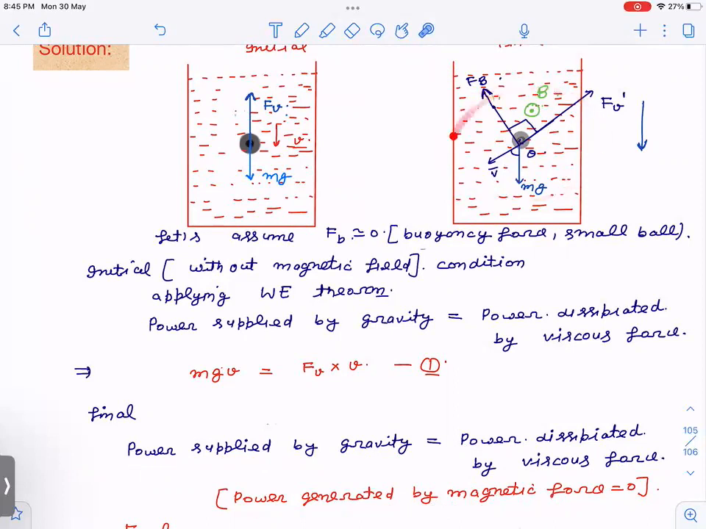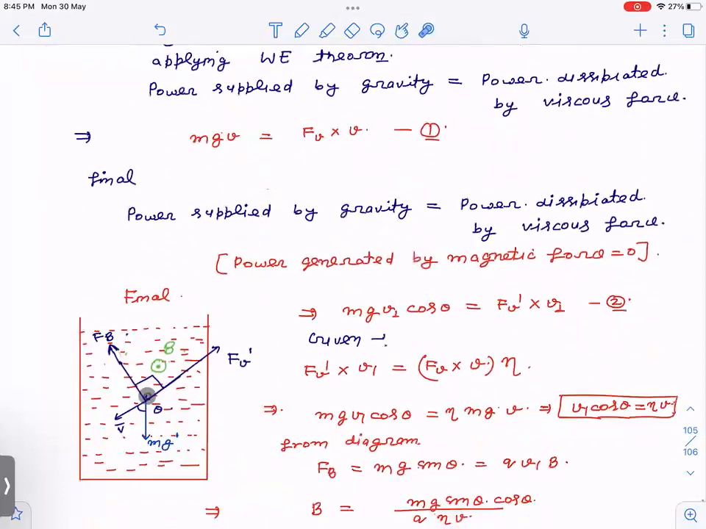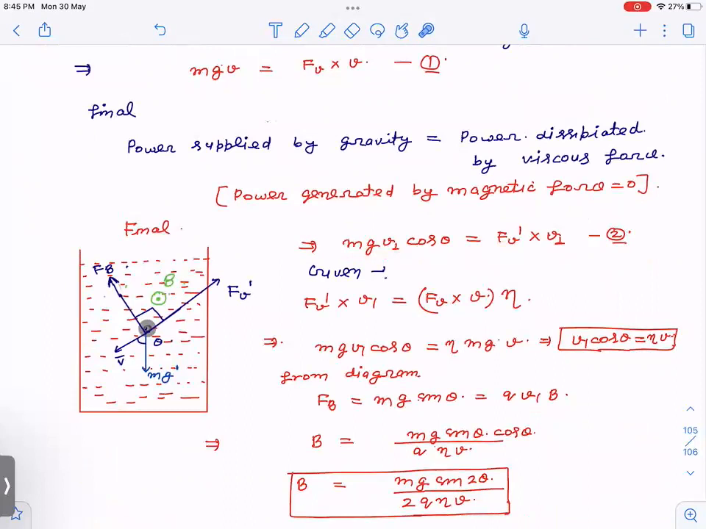Now in this diagram, what is the power supplied by gravity? Power is F dot V. So mg V cos theta. That's what I have written here. mg V1 cos theta, because the new velocity is V1, suppose. This is equal to the new viscous force Fv prime into V1, right? Viscous force is opposite to the velocity, so this magnitude is Fv prime into V1.